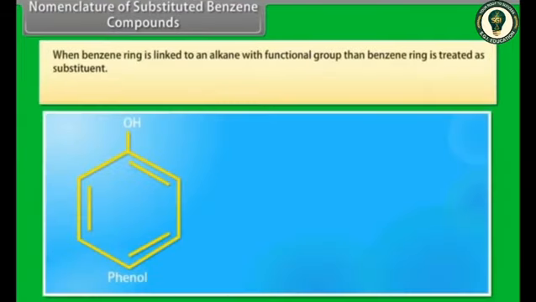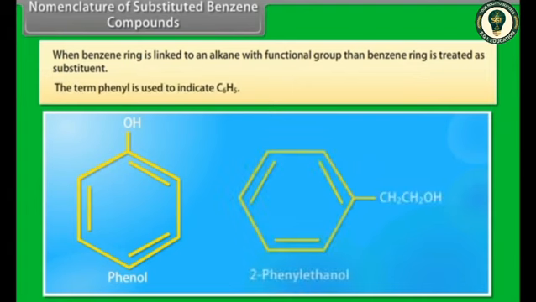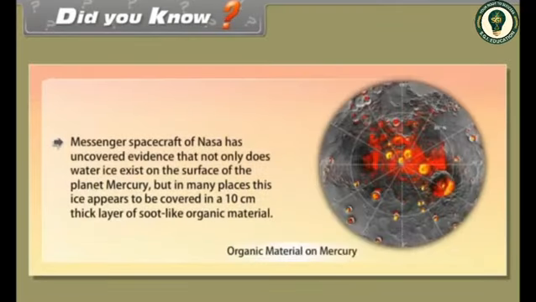When benzene ring is linked to an alkane with functional group, then the benzene ring is treated as substituent. The term phenyl is used to indicate C6H5. Did you know? Messenger spacecraft of NASA has uncovered evidence that not only does water ice exist on the surface of the planet Mercury, but in many places, this ice appears to be covered in a 10 centimeters thick layer of soot-like organic material.